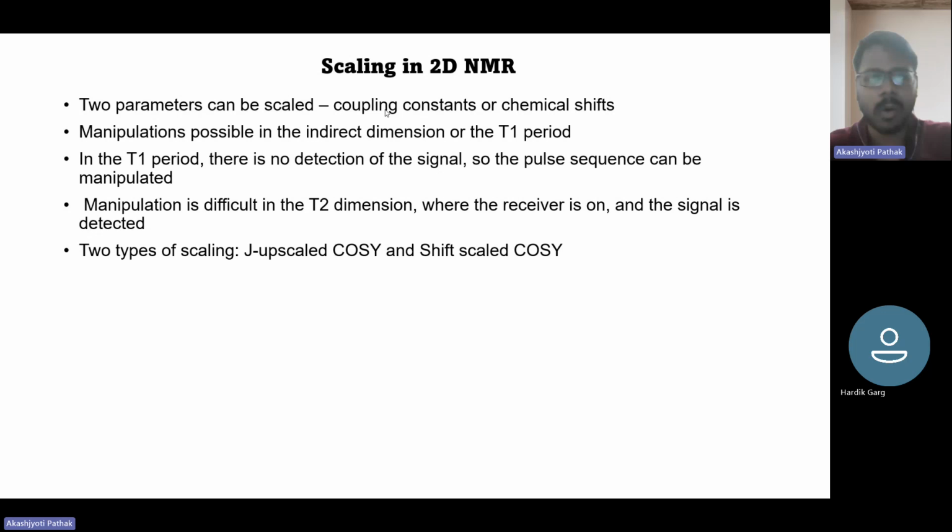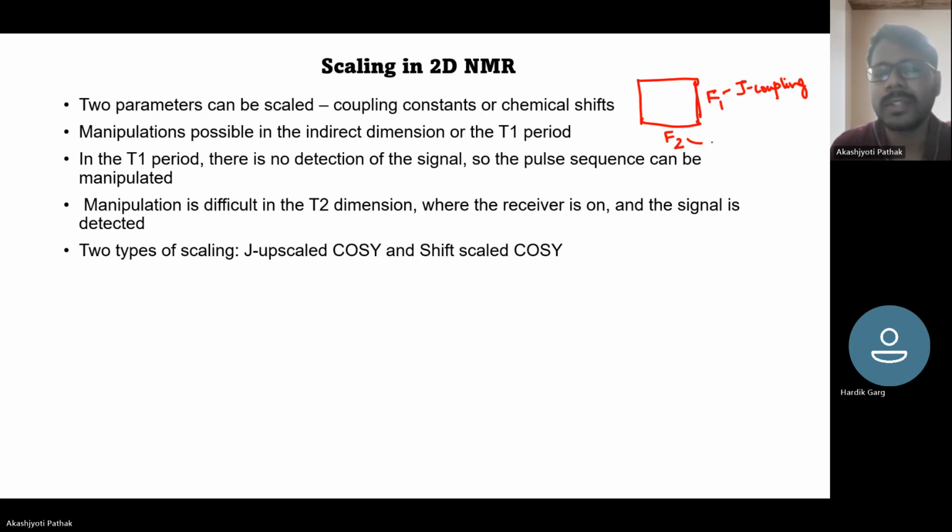Now, today we will look into how scaling is done in two-dimensional NMR. What do we understand by scaling? In this 2D COSY experiment, there were two axes. This one was the F1 axis, and this one was the F2 axis. The F1 axis had the information of J coupling, and the F2 axis had the information of chemical shifts.